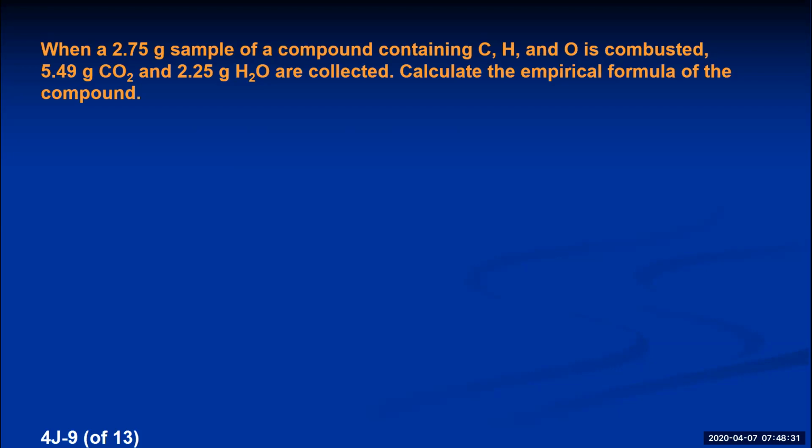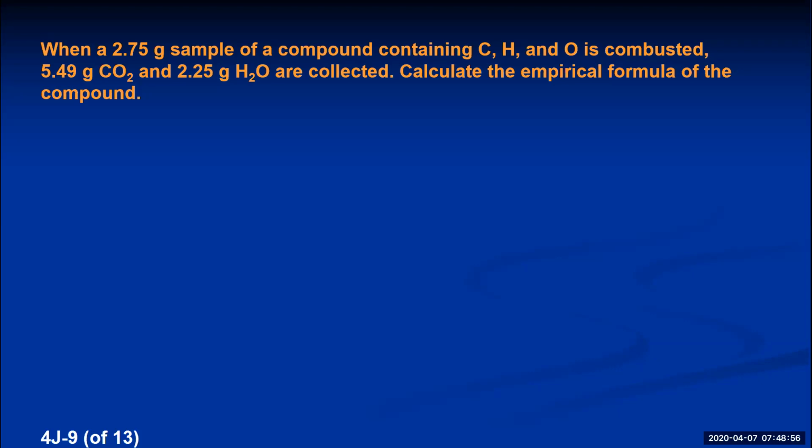When a 2.75 gram sample of a compound containing carbon, hydrogen, and oxygen is combusted, 5.49 grams of CO2 and 2.25 grams of water are collected. Calculate the empirical formula of this compound. So this is almost identical to the last compound where there are 3 elements in the unknown, but they're only giving you the masses of 2 products, the carbon dioxide and the water.